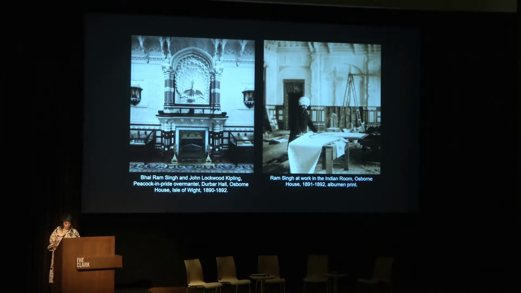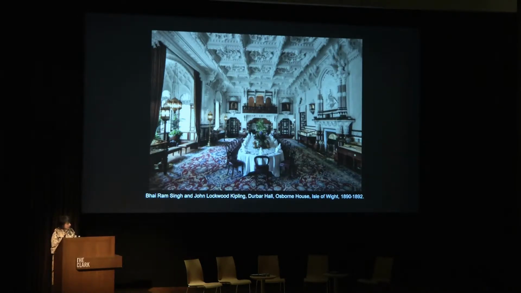Witness the Peacock in Pride overmantel in the Darbar Room, designed by Kipling and Bhai Ram Singh, a Sikh architect and Kipling's assistant master in Lahore, for Queen Victoria at Osborne House on the Isle of Wight between 1890 and 1892. This spectacular bird and room were the product of empire, specifically crafts revival in colonial art schools, and enacted new notions of artistic and cultural identity, of what it meant to be Indian, European, artist, and artisan.